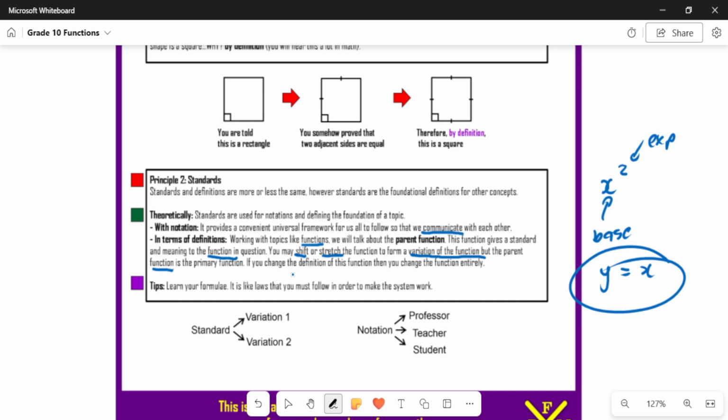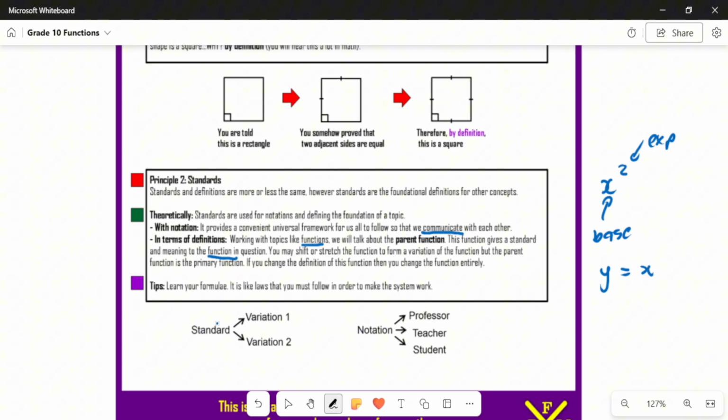But what's more important is that if you change the definition of this function, then you change the function entirely. So you can't take this function here, the line function, and put a 2 here. By doing that, you change the function entirely. Now you have the parent function for the parabolic function, which is two different functions entirely. So we cannot change this definition. We can add numbers in front, we can add numbers to the right of it. That won't change the definitions.